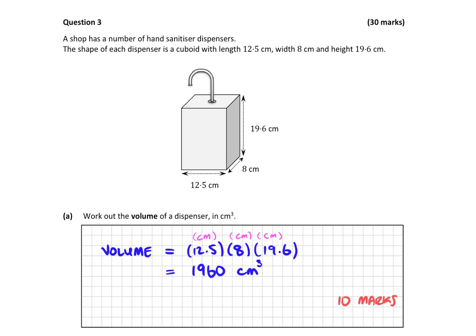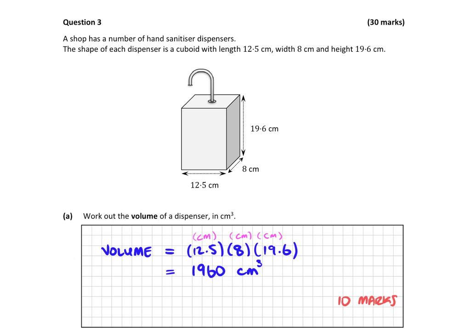Okay, so we know it's a cuboid. So if we're going to get the volume of a cuboid, it's going to be length by width by height. We multiply them all together and we get 1960.